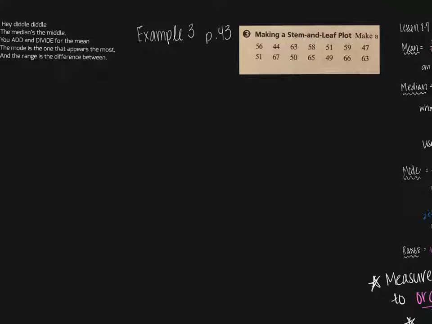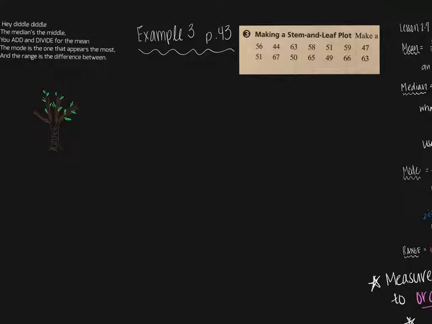All right, the next one we're going to do is example 3 on the bottom of page 43 in your note-taking guide. And we're going to be relearning how to make a stem and leaf plot. If we think of a stem and leaf plot as a tree, each of our branches represents the tens place, and each one of the leaves on our branches represents the ones place. The same could be said if you had hundreds or thousands.